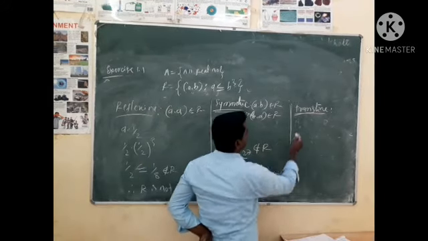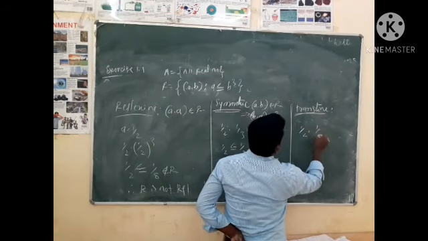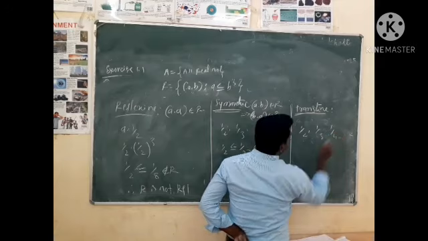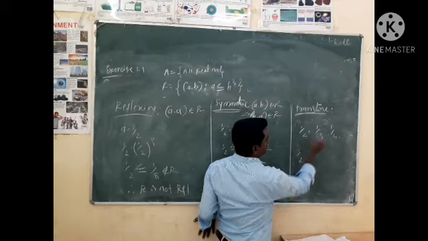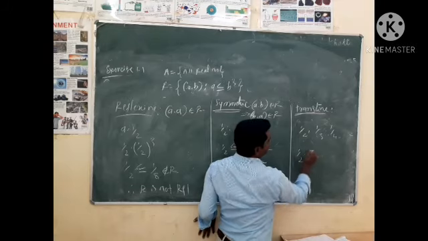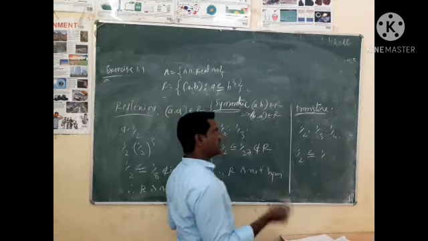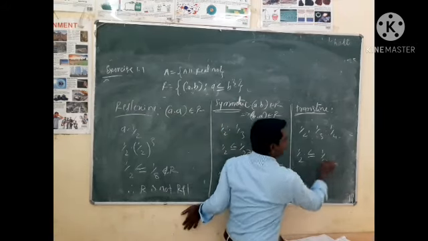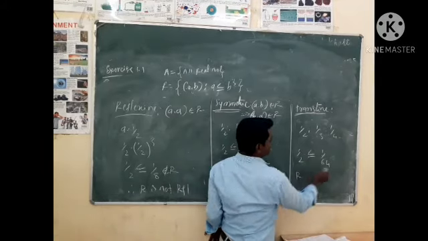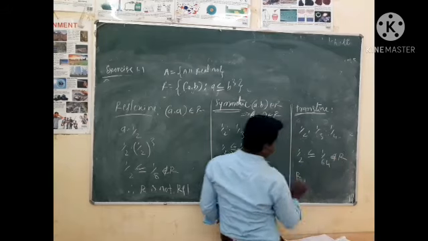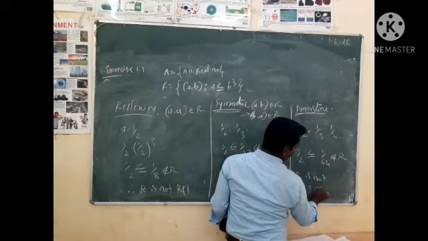Then the third one, transitive: (1/2, 1/3) and (1/3, 1/4). Now 1/2 is not less than or equal to (1/4) cube; 4 cubed is 64, and 1/64 is less than 1/2. Therefore, this does not belong to R, so R is not transitive.